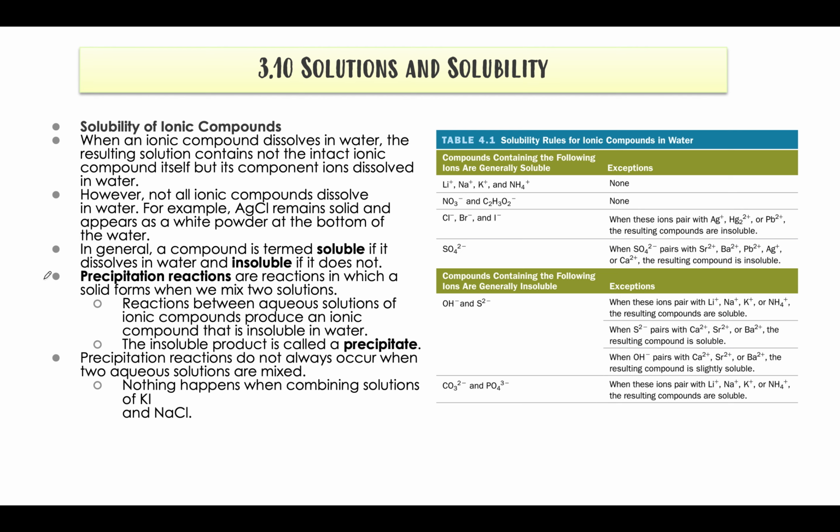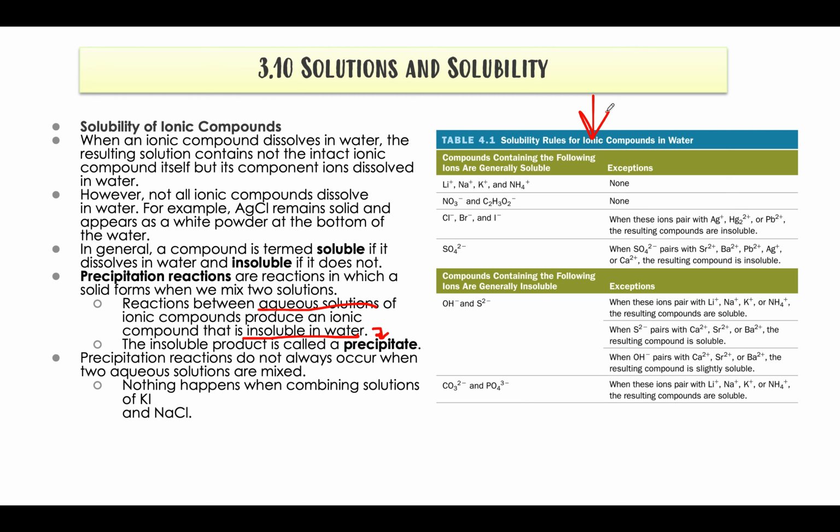Precipitation reactions are reactions in which a solid forms when we mix two solutions. We're going to talk about this next unit in chemical reactions, but basically when two aqueous solutions of ionic compounds come together and produce a compound that is insoluble in water, that compound is called a precipitate. We can predict if it's going to form a precipitate or not by these solubility rules. Precipitation reactions do not always occur when two aqueous solutions are mixed. Nothing happens when we combine solutions of potassium iodide and sodium chloride because of these rules.